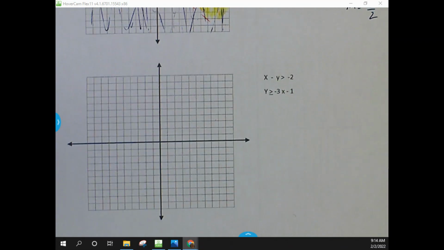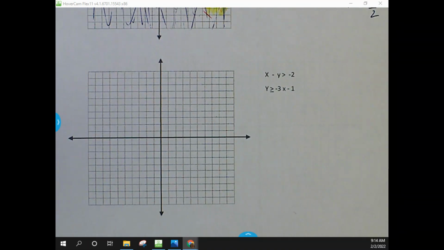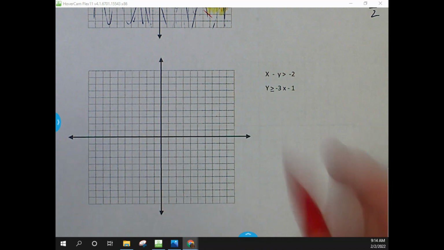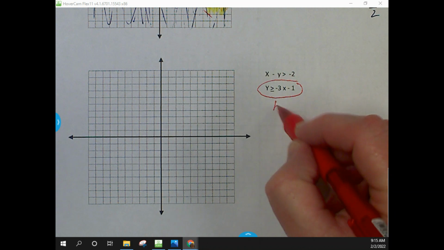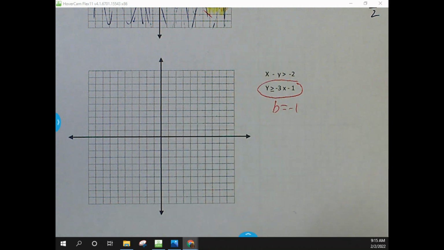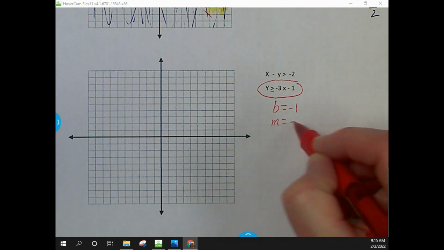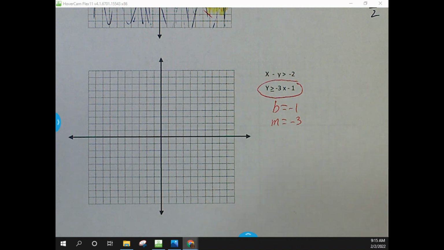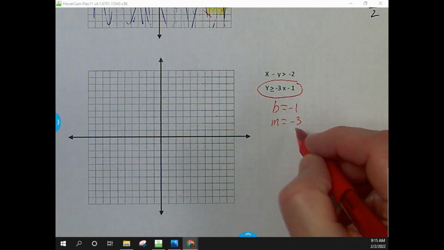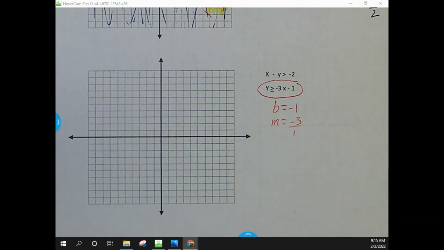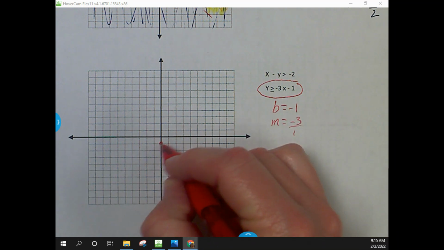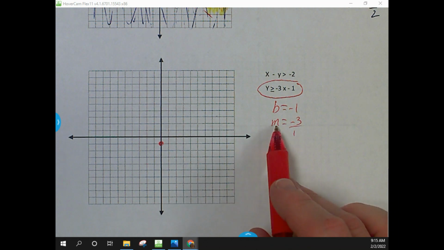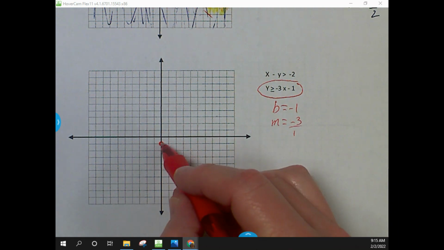All right. So on the one below it, same thing. The line on the bottom is already in y equals mx plus b form, so we can go ahead and graph this one. Our b value is at -1. Our m would be at -3. But again, it's got to be a fraction for your slope, so go ahead and make it -3 over 1. So we're going to begin at -1, and then we're going to move down 3 over 1 to get to the next point.